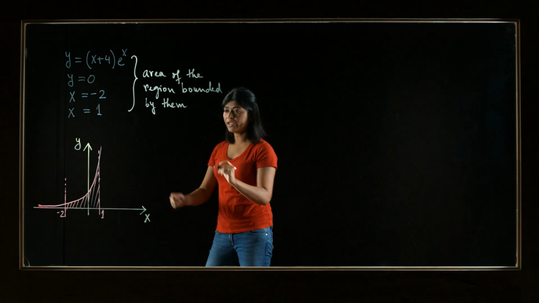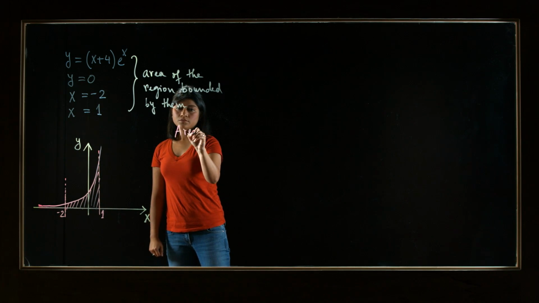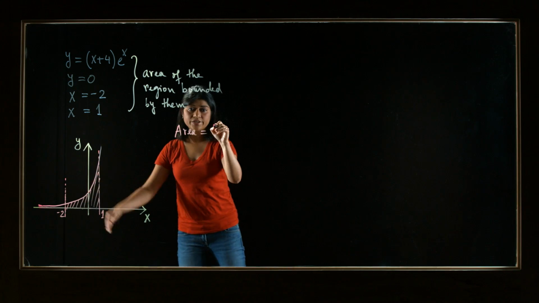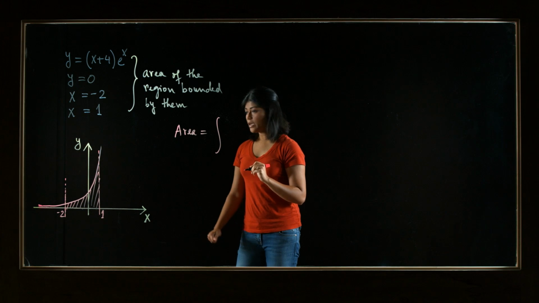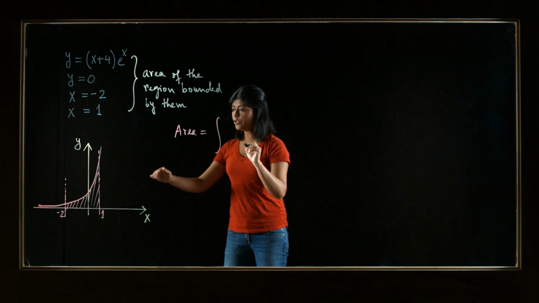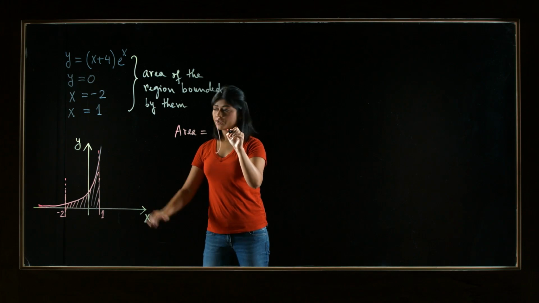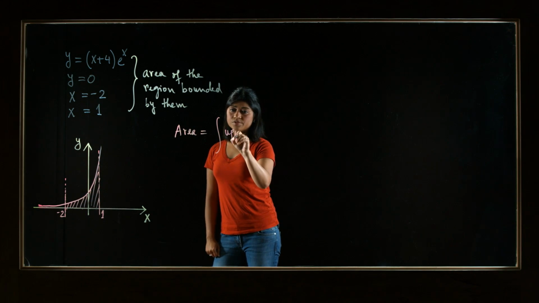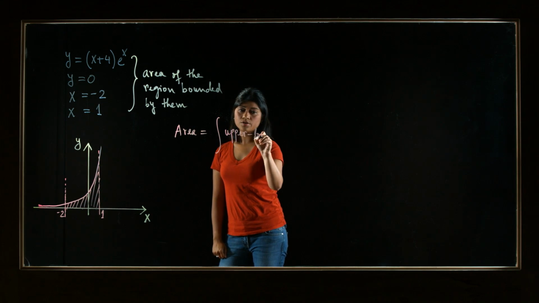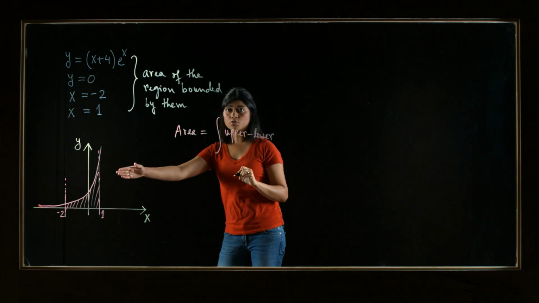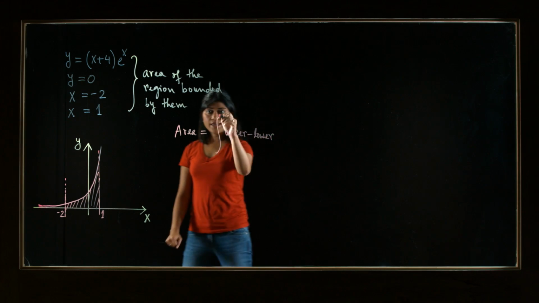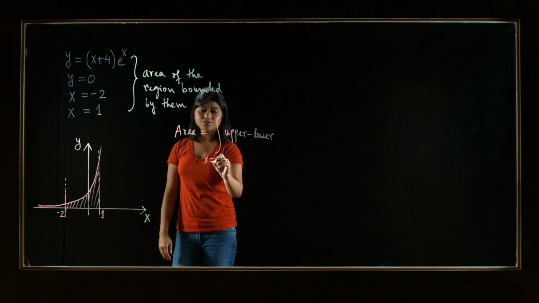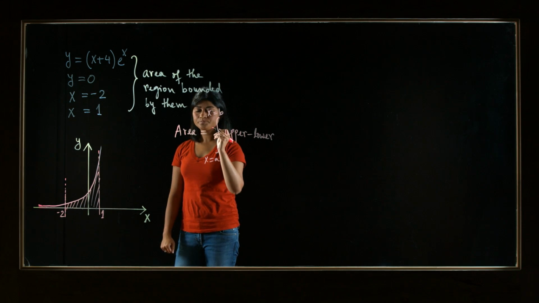Now, how do we compute area? Recall, area is, we have to integrate. And inside the integral, we write down the expression of the upper curve minus the lower curve. So it's upper minus lower. And we have to figure out which one is upper, which one is lower, and we have to have some x values, x equals a to x equals b.